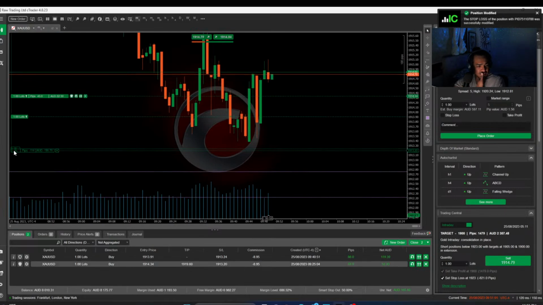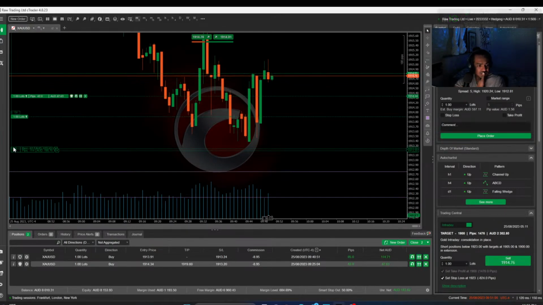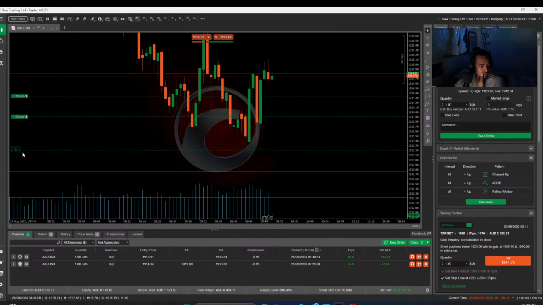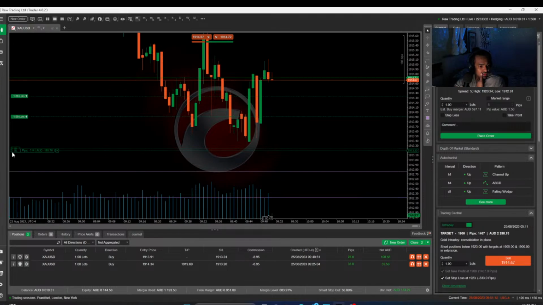So I'm gonna move this stop loss. So we're now risking around $350. So around how many pips? 10 pips, and so around 20 pips.